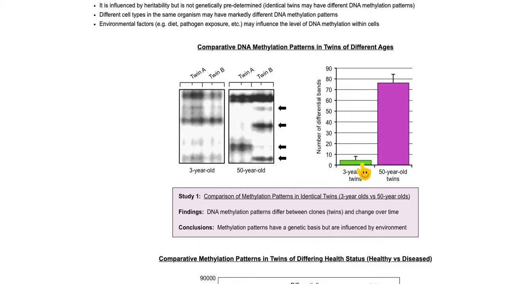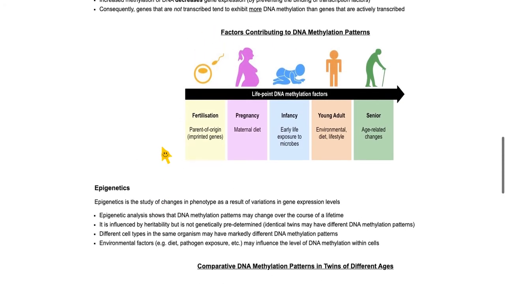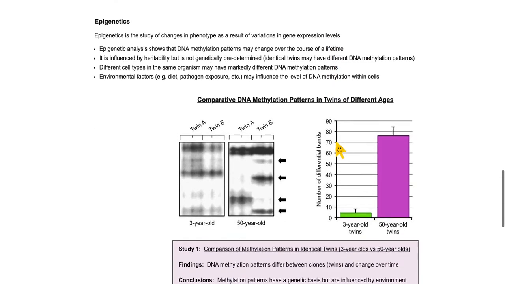So in this graph, it shows you the number of different bands, and notice that there's not that many different bands. There might be some changes here and there, right? But it's mostly the same. And that's because if you're a 3-year-old, you probably have not been exposed to any of this stuff, right? Yes, you were inside your mother's belly, and you've been through infancy, but you have not been through these environmental life events and factors and diet and lifestyle, right?